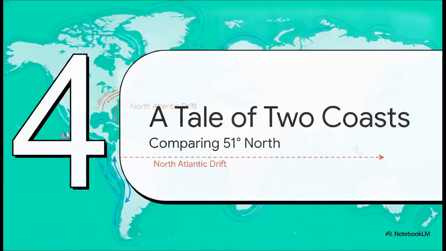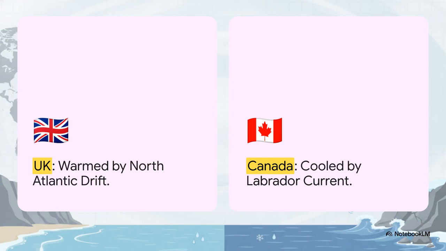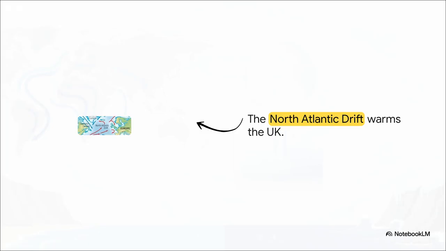Moving on to Section 4, a tale of two coasts. Now let's apply these global mechanics to our specific comparative case study. This stark juxtaposition between a west-facing coast in the UK and an east-facing coast in Canada is what actually solves our Titanic mystery. We have to look at the combination of the ocean current itself and the direction of the prevailing winds. Over in the UK, west-facing coasts like Cornwall are constantly bathed by the warm North Atlantic Drift.